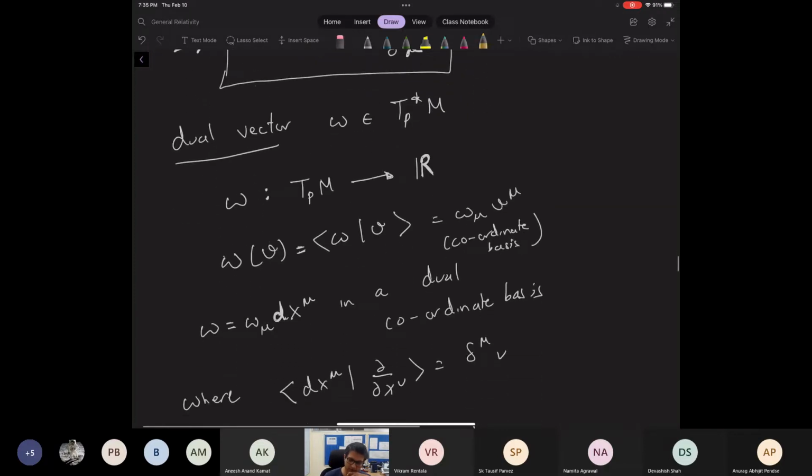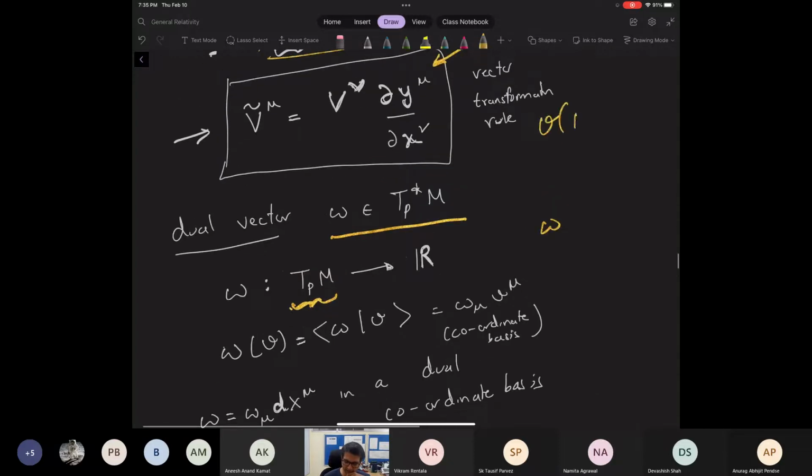Similarly, for dual vectors, we defined a dual vector space, which is TP star M. And what does this dual vector do? Vectors took functions and gave you real numbers. Dual vectors take vectors as inputs and they give you real numbers. So it's a mapping from vectors to real numbers.